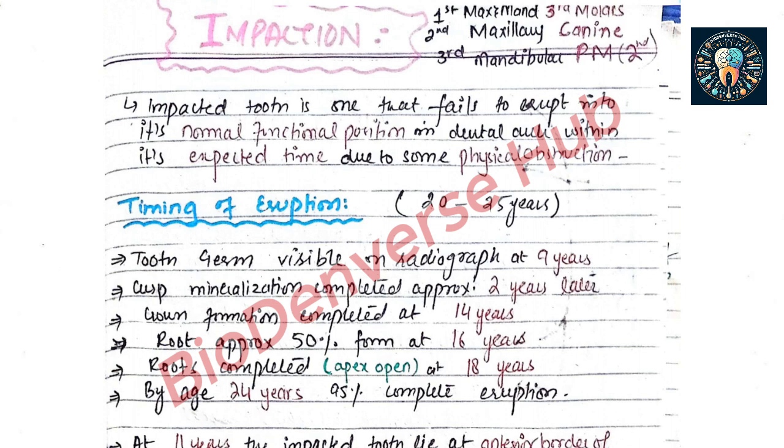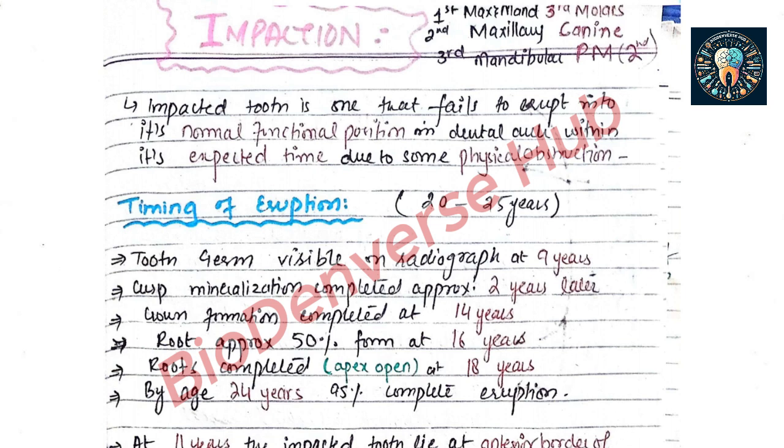So now we will be discussing some commonly impacted teeth. The first common tooth is the maxillary and mandibular third molars, followed by the maxillary canines, and then followed by the mandibular premolar, usually the second premolar. So now we will be discussing the timing of eruption for the molars.